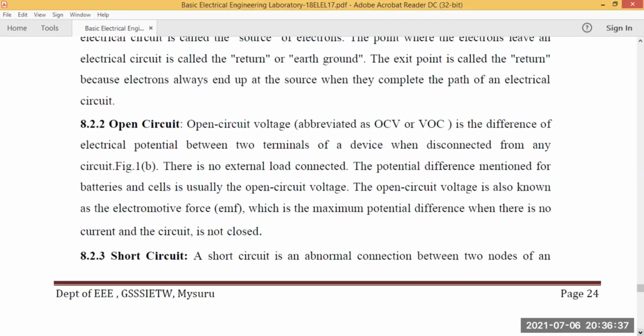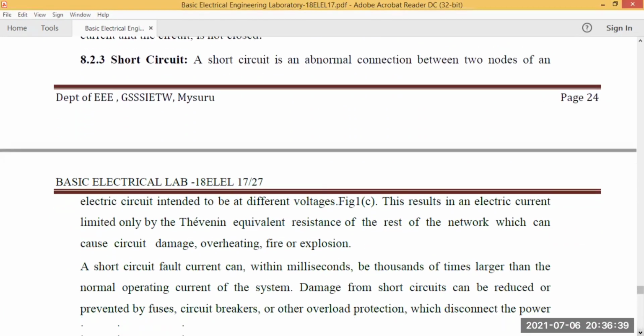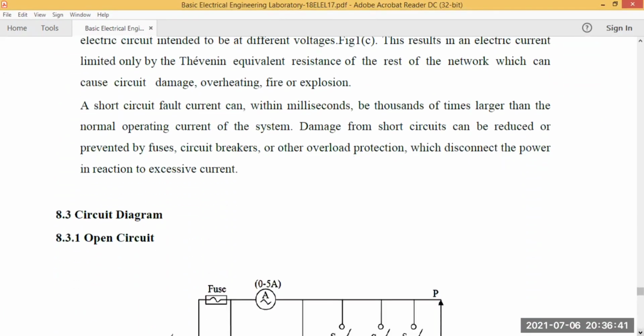A short circuit is an abnormal connection between two nodes. So you need to short the output side. If there is a short on the output side, the current in the electrical circuit is limited only by the Thevenin equivalent resistance of the network, which can cause circuit damage, overheating, fire and explosion.